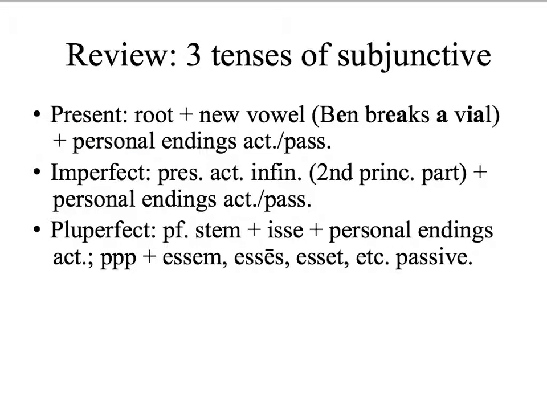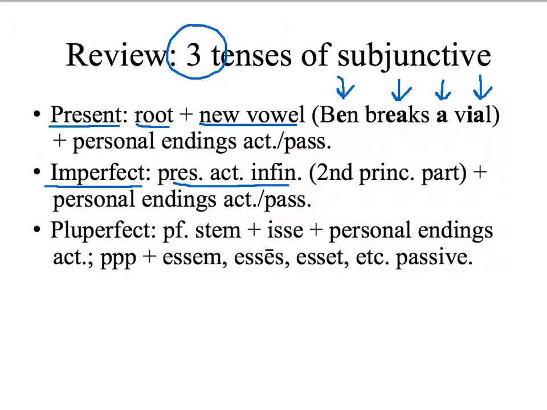You're saying we have learned 3 tenses of the subjunctive, but there are 4. Let's review the 3 that we've learned. Present subjunctive, remember, is the root plus a new vowel, and any of your mnemonic sentences will serve to remember the vowels: E, first conjugation; EA, second; A, third; IA for third -io and fourth conjugation, plus personal endings, active and passive. Imperfect subjunctive, my favorite, is just the present active infinitive, also known as the second principal part or the second part of the dictionary entry, plus the personal endings, active and passive.